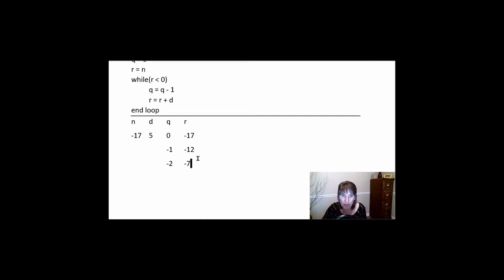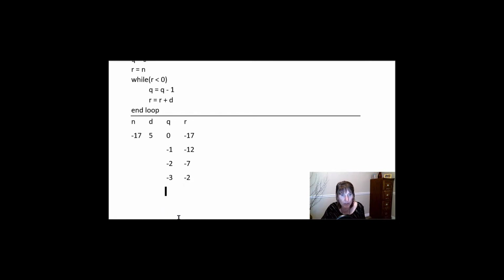Now notice how we're getting closer to that remainder that's valid, 0 to 4. So next, what do we do? Is r less than 0? It is. So we subtract 1 from the quotient, and we add the divisor. So negative 7 plus 5 gives us negative 2. Is negative 2 less than 0? It is. So we're going to keep going.